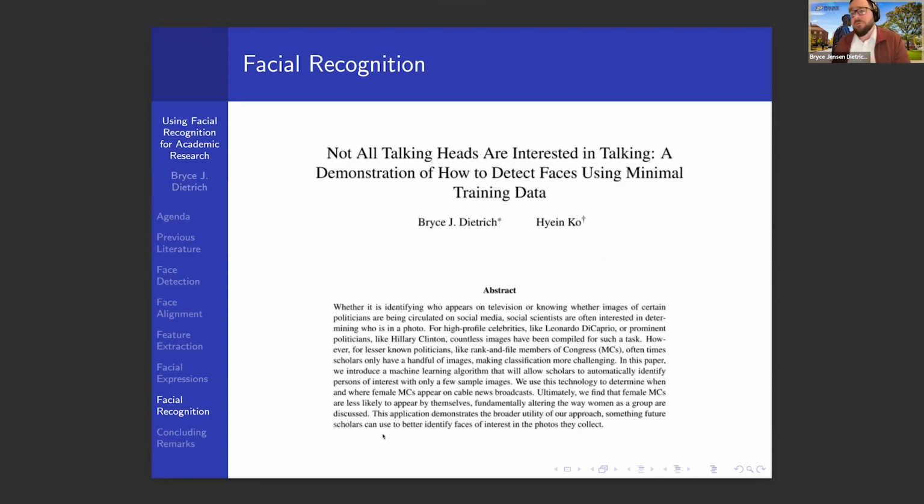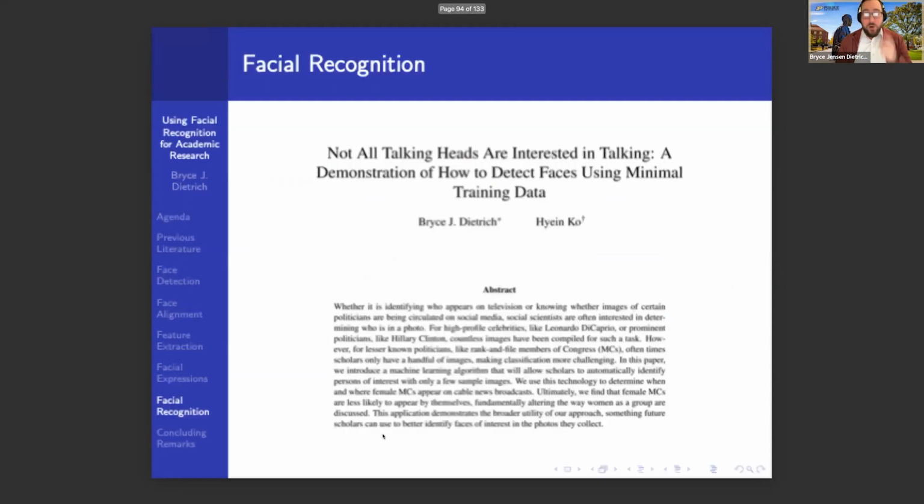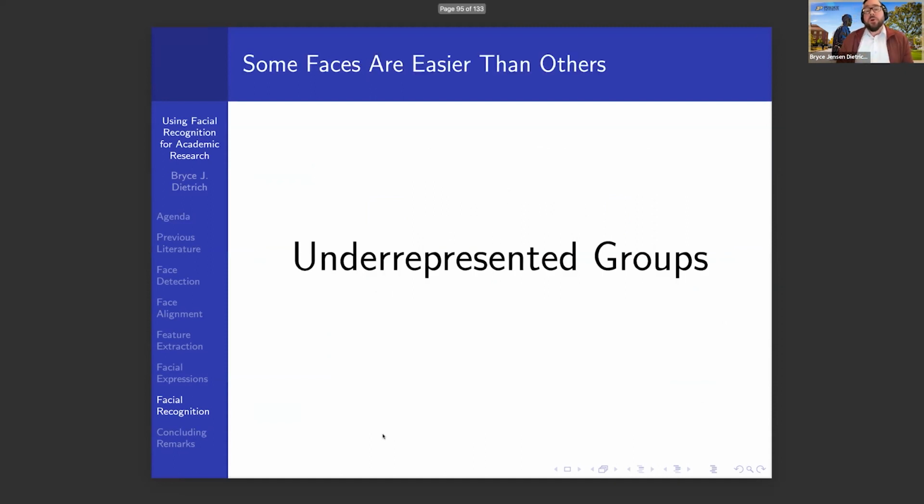So the reason why I'm emphasizing this point a lot is the contribution that myself and one of my students, Hang Ko, are trying to make to this literature. It's talking about how we can actually use that insight in terms of facial verification being effective in facial recognition to improve the accuracy of these measures, especially within small samples. So in our paper, we're mostly focusing on how do you develop facial recognition tools for underrepresented groups.